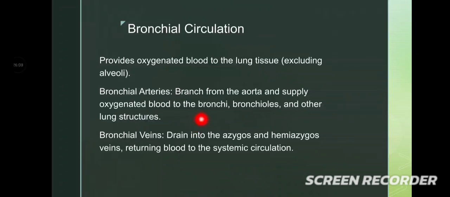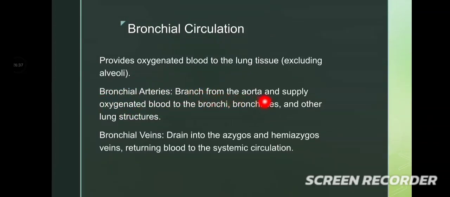So bronchial circulation is simply the circulation that exists in the respiratory system that aims to provide what? Oxygenated blood to the lung itself, excluding the alveoli. So the bronchial circulation is the circulation system that exists in the respiratory system that provides oxygenated blood to the respiratory system, with exception of what? The alveoli. So they are bronchial arteries.